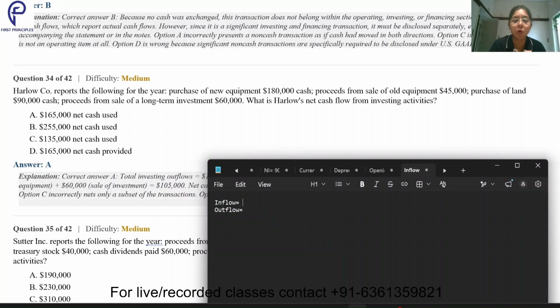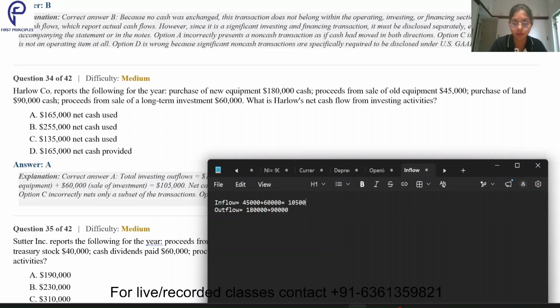So purchase of new equipment, we have purchased something, so we have given cash for that, so it is an outflow of 1,80,000. Then proceeds from sale of old equipment, I have sold my old equipment and for that I have received cash, 45,000. Then purchase of land for 90,000 cash. Land we have purchased, so we paid 90,000. Then proceeds from sale of long-term investment, we have sold off the long-term investment and got 60,000.